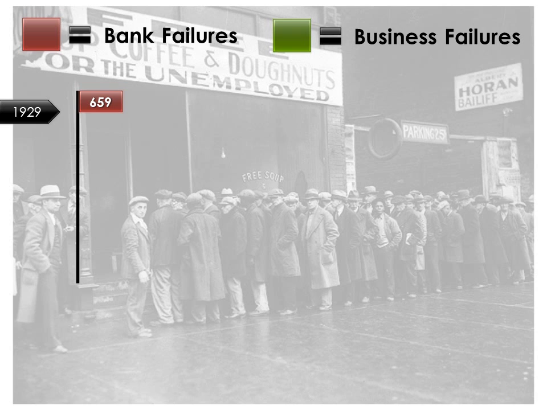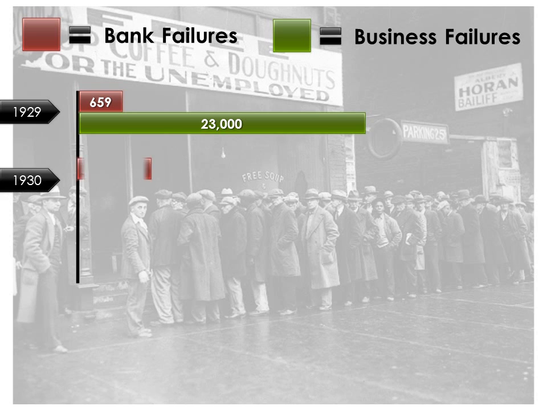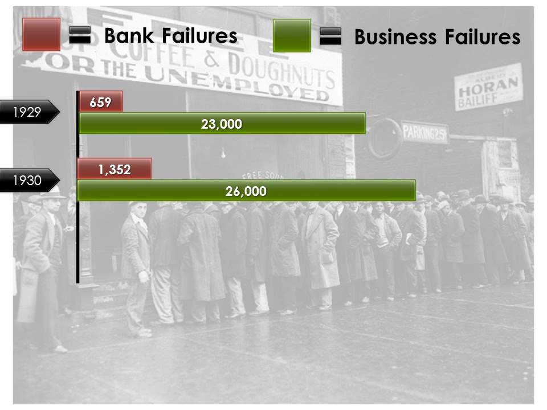1929, you had 659 bank failures and 23,000 business failures. This is a consequence of the stock market going into free fall and then the runs on the banks and then all of the banks shutting their doors and all of that. So the relationship is pretty clear. By 1930, you've got 1,352 bank failures, and look at the number of businesses that are failing. It's not getting any better.